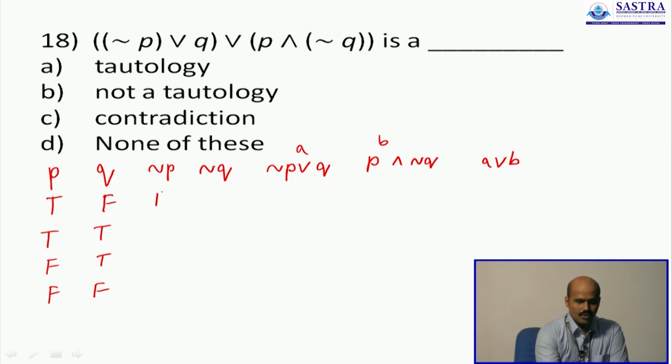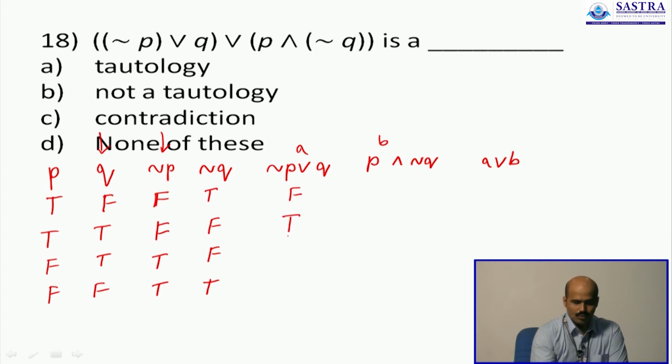This is false. We're just going to flip P. This is true. Now let's do a disjunction between columns 2 and 3. False. The first one is false. True again, true again, true again.